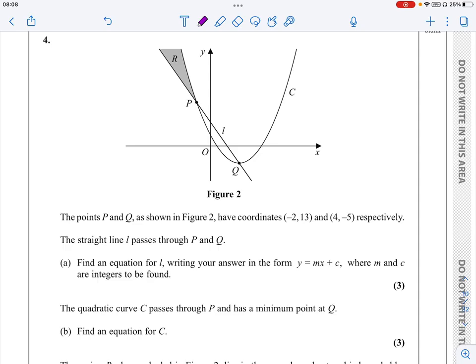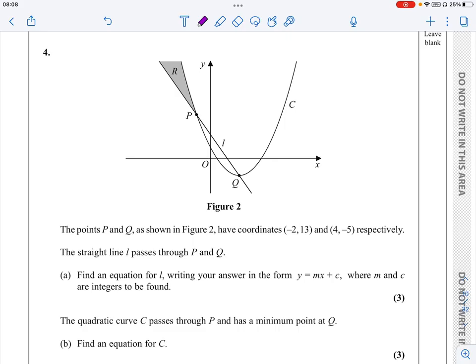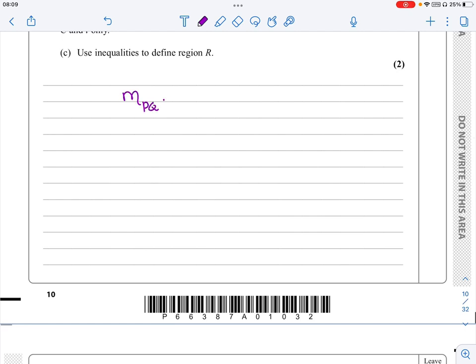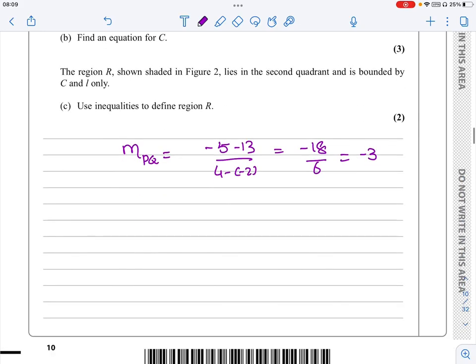Question number 4. The points P and Q, as shown in figure 2, have coordinates minus 2, 13 and 4, minus 5. The straight line L passes through P and Q. Find the equation of the line y equals mx plus c. First of all, I have to find the gradient of PQ, which is y2 minus y1 upon x2 minus x1. So negative 18 upon 6, which is negative 3. Once I know the gradient, y minus y1 equals m times x minus x1. So y equals negative 3x minus 6 plus 13. Y equals negative 3x plus 7.